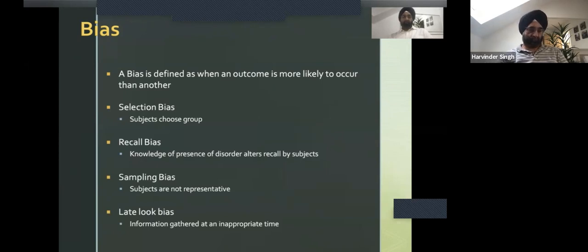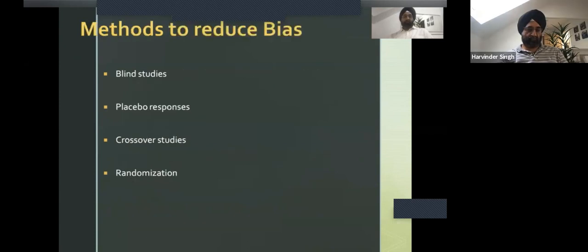There's sampling bias, when the subjects are not representative of the actual total population, or the look back bias, where you're not looking at the data at the appropriate time. And how do you reduce the bias? You can blind the subjects or blind the observers. You can use a placebo.